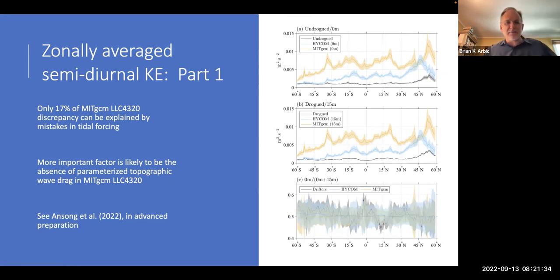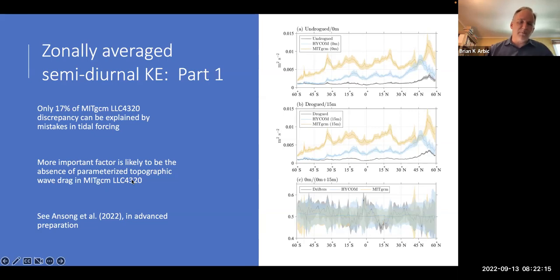Now, we have done quite a lot of investigation of the MIT-GCM forcing of the tides, and there are mistakes in it. And we're documenting that in a paper that is in advanced preparation. We hope to submit in the next few months. But we've taken a barotropic tide model and done experiments with the incorrect forcing. And we think that the incorrect forcing can only explain about 17% of the discrepancy, whereas the MIT kinetic energies are often 4 times larger than the observations. So that tidal forcing mistake should be documented, but we don't think that's the main reason for the discrepancy.